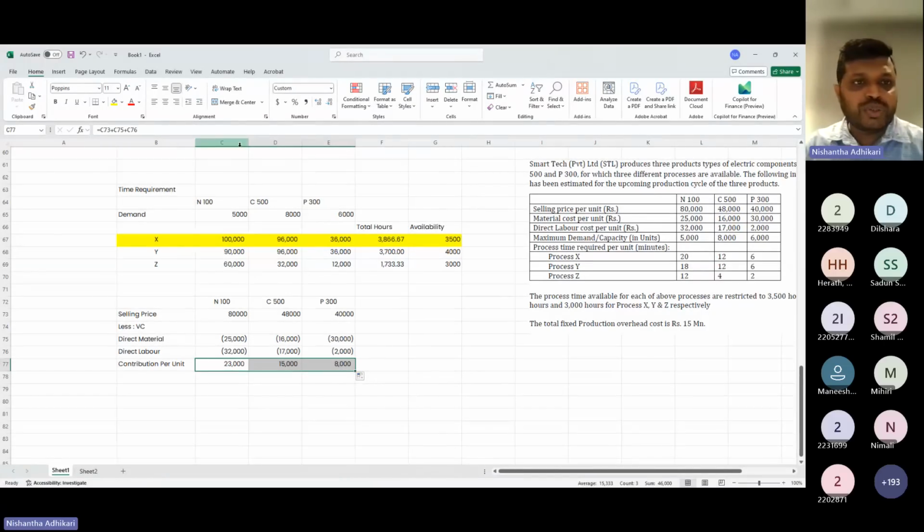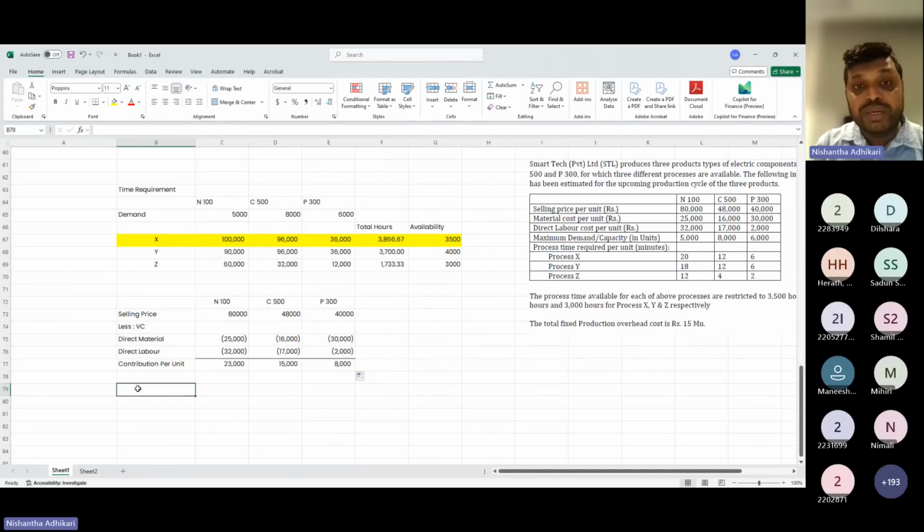Now your bottleneck resource is the process X time. Then we can work out the contribution per bottleneck resource. You can work it out in number of minutes, or per hour also. I will calculate contribution per bottleneck minute. Bottleneck time per unit here is 20, here 12, here 6.